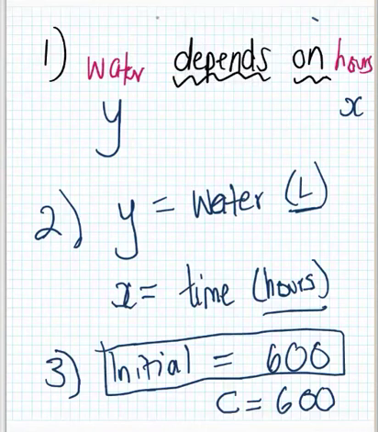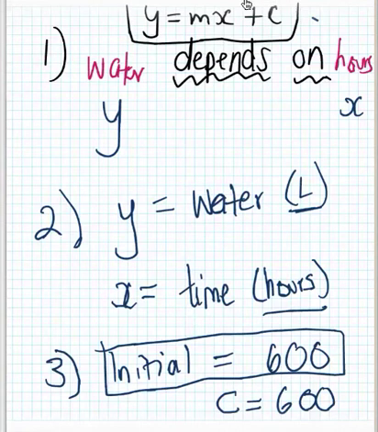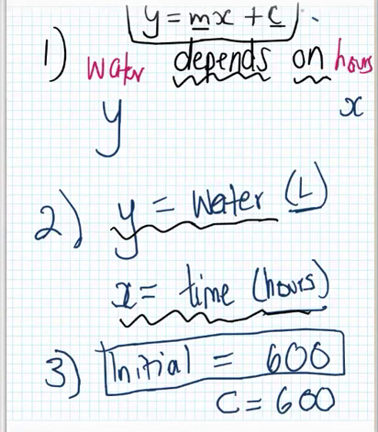And remember where c comes from in our equation? I'll write it up here: y equals mx plus c. We need to find m and we need to find c. We know now what y is. Y is the amount of water in the tank. X is the time or hours that have passed. And now c is simply the starting amount, 600. You don't have to write the L there because it looks like another variable. So when writing the equation, don't put the L in there because it looks confusing.